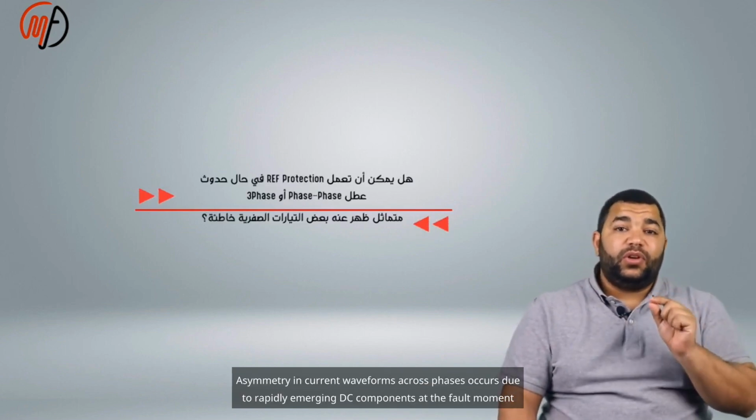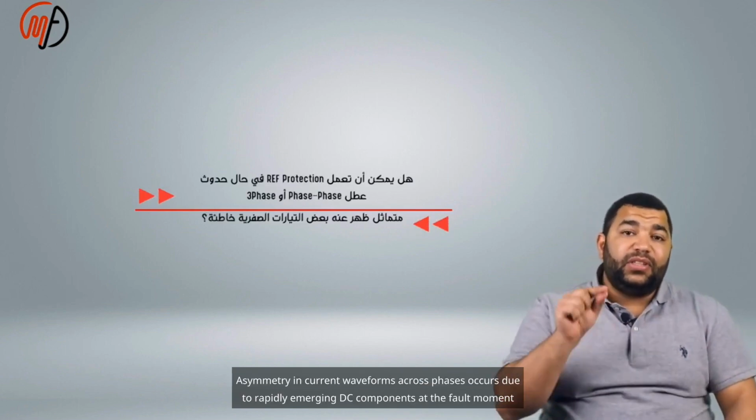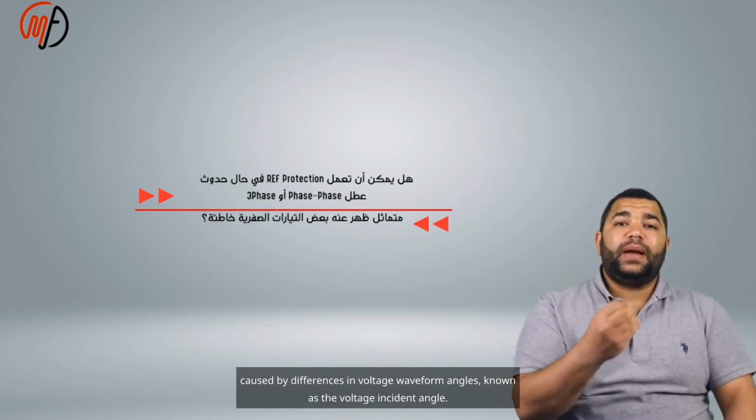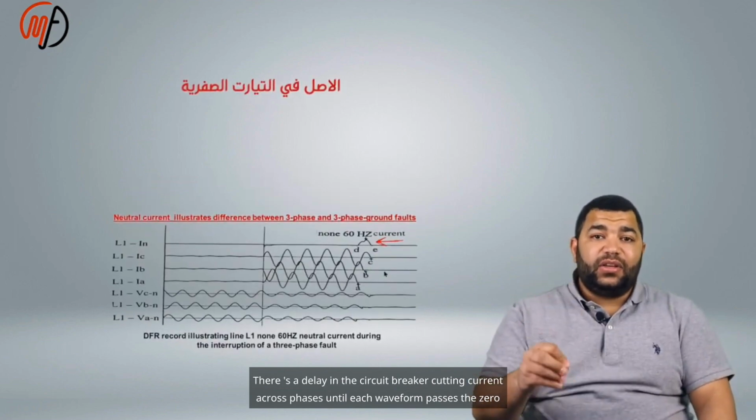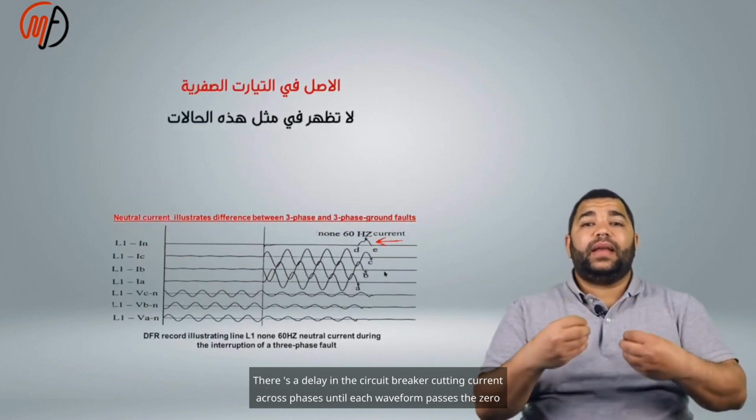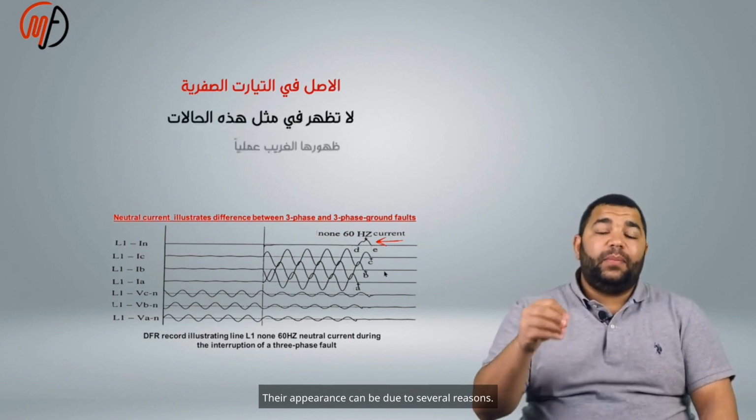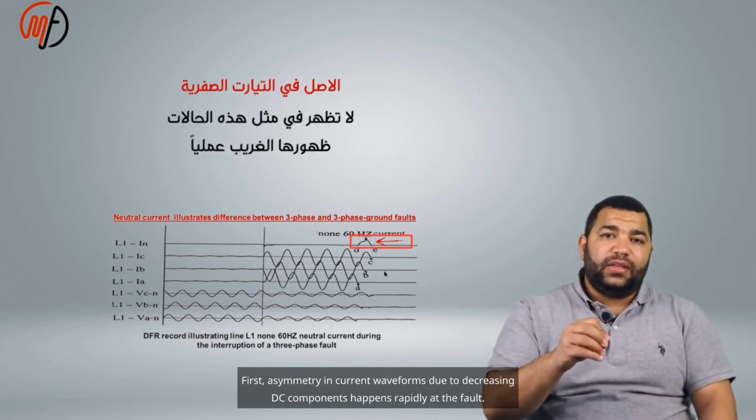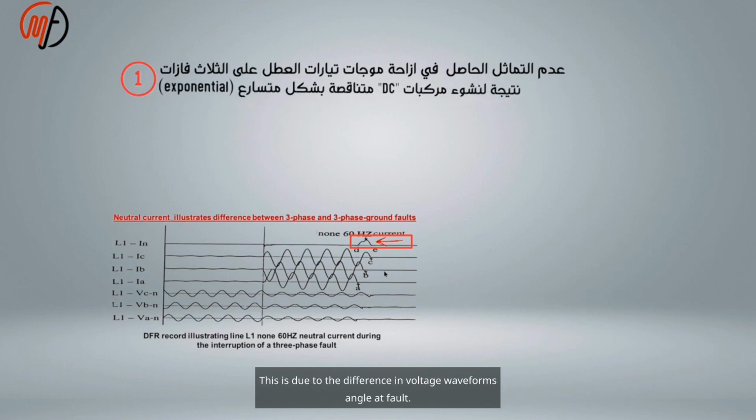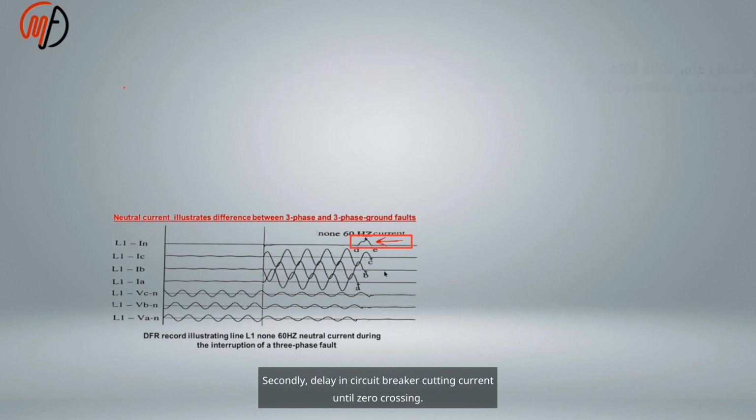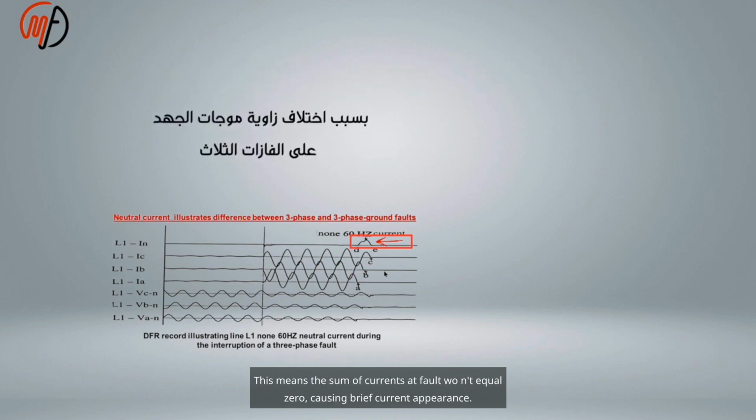Asymmetry in current waveforms across phases occurs due to rapidly emerging DC components at the fault moment, caused by differences in voltage waveform angles, known as the voltage incident angle. There's a delay in the circuit breaker cutting current across phases until each waveform passes the 0 point. Their appearance can be due to several reasons. First, asymmetry in current waveforms due to decaying DC components happens rapidly at the fault. This is due to the difference in voltage waveform angle at fault. Secondly, delay in circuit breaker cutting current until 0 crossing. This means the sum of currents at fault won't equal 0, causing brief current appearance.